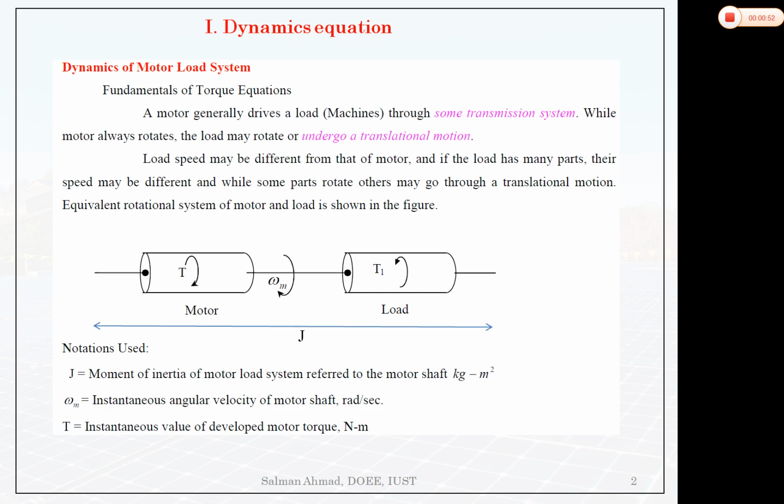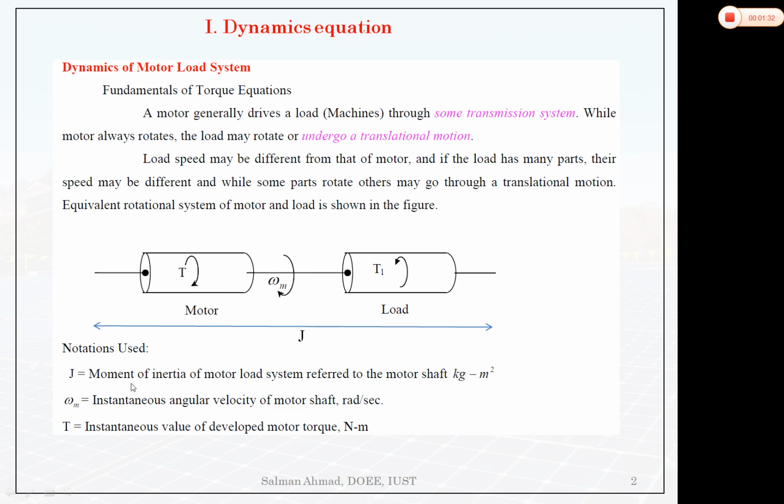Therefore, for convenience, we have to represent the motor load system with some kind of equivalent system. So this is the equivalent motor load system where the motor is producing torque T, whereas the load is producing torque TL and it is rotating at speed omega m. So the load normally opposes the motion of the motor. So the load torque is in the opposite direction to that of the motor torque, and speed is in the direction of the motor torque. That means speed is positive, torque is positive.